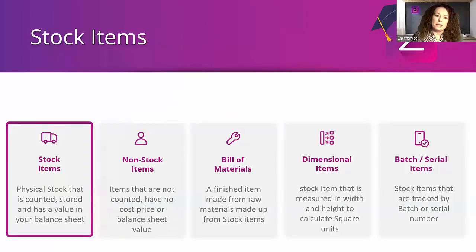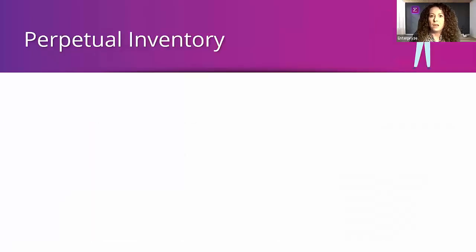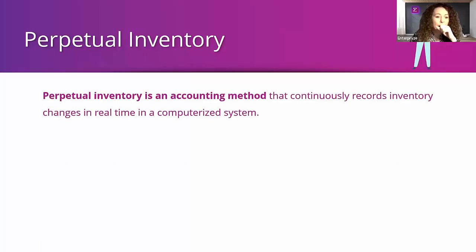So let's just focus in a little bit on stock items themselves. We've mentioned that they're physical stock, they're counted and stored and have a value in your balance sheet. So what does that mean on the system about the stock that we have within the platform? What I want to introduce to you here is the method of how we store stock within Enterprise. And that's done using perpetual inventory.